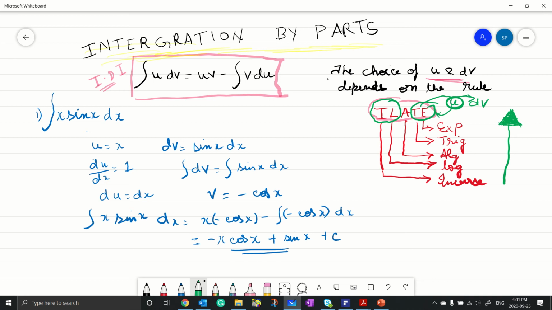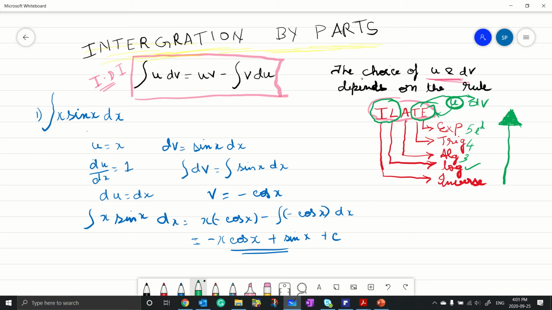The inverse function has the first preference, logarithmic has the second preference, then comes algebraic, then comes trigonometric, and last comes the exponential function. Exponential function stands for e power functions, e power x or other e power functions.